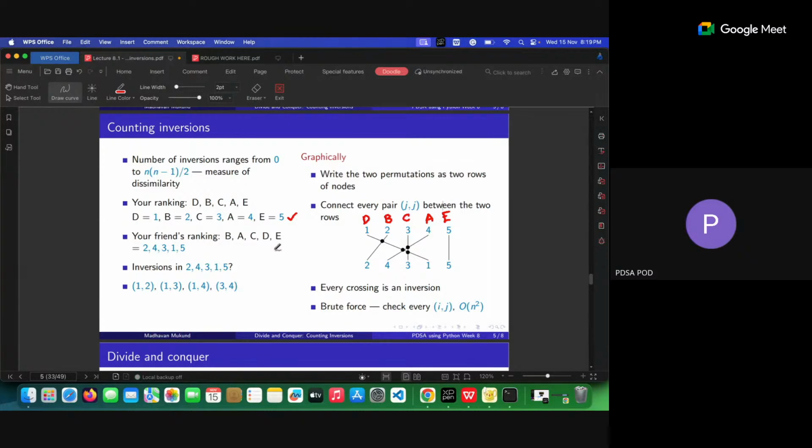But in the case of your friend's ranking, your friend has given B, A, C, D, E. If you think about B, A, C, D, E, the ranking of the B is 2.